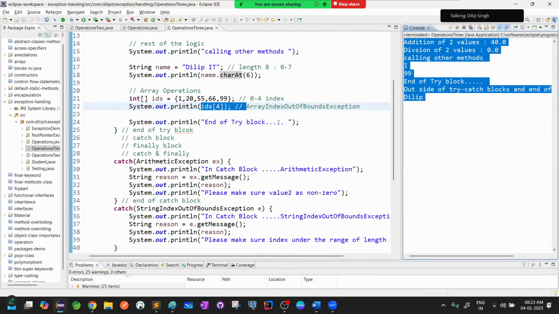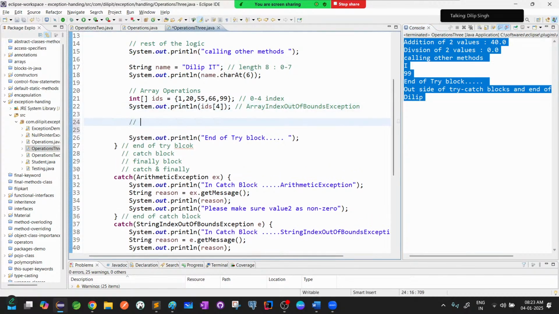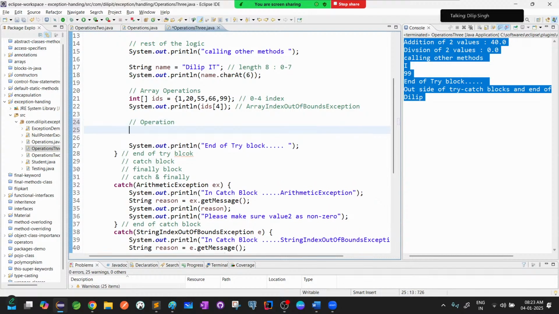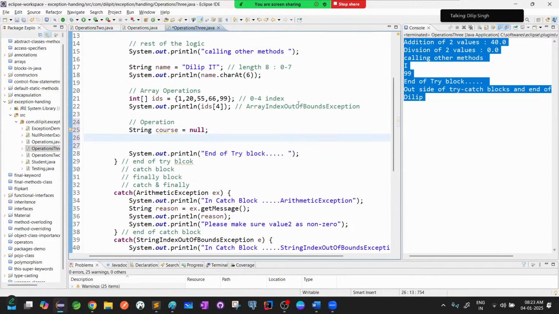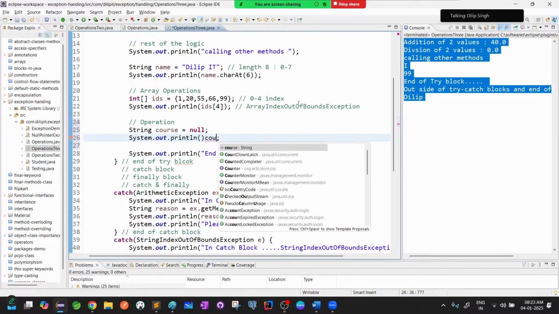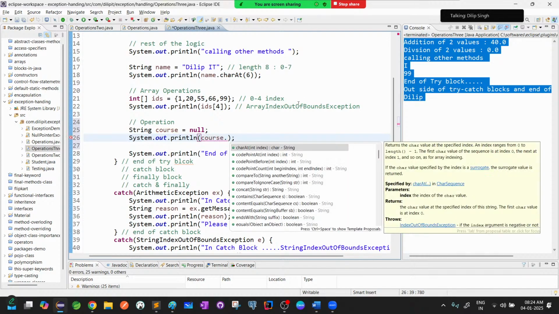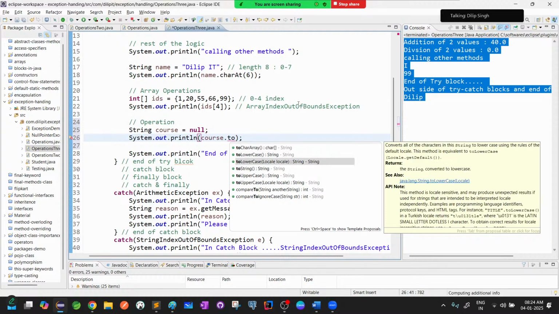Now my point is, assume I'm writing one more thing here, some other operation, some other logic I'm implementing in the same try block. For example, I take string course equal to null. Somehow my course value became null. Now System.out.println of course.toUpperCase, something like that.